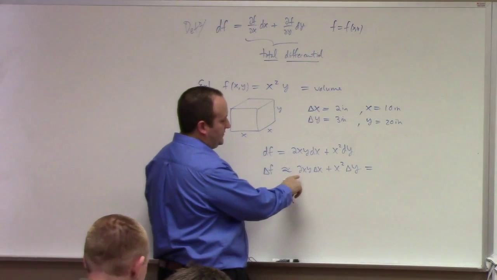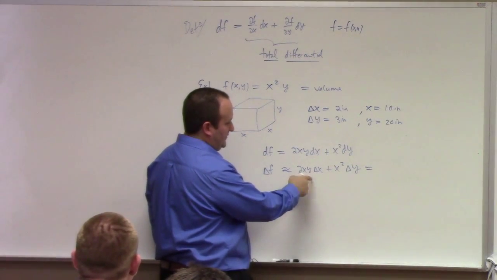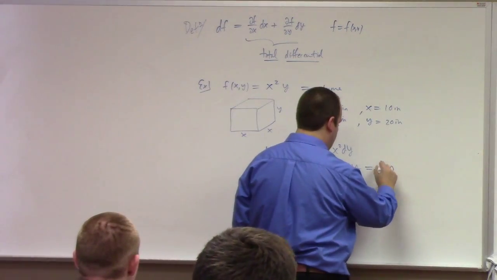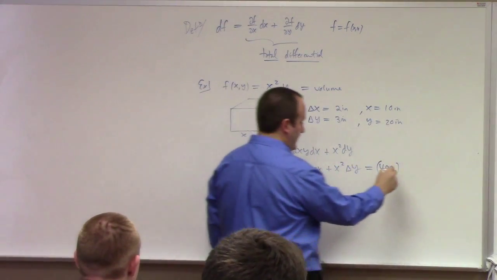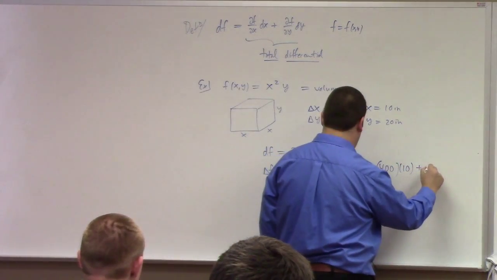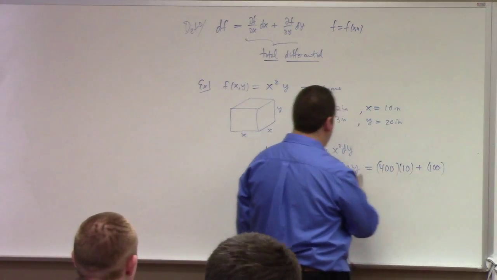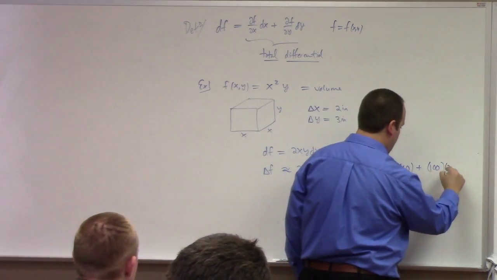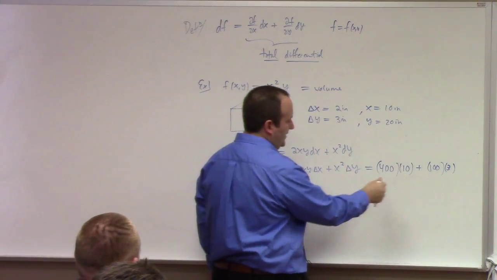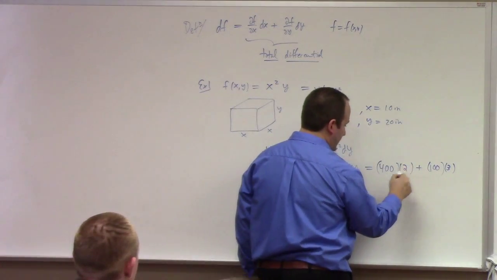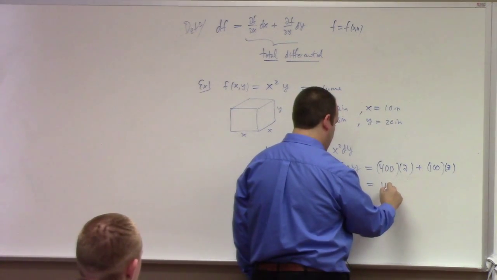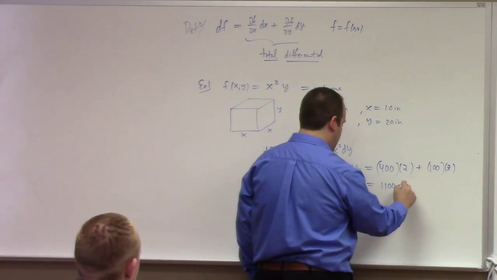So you got 2 times 10 times 20, which is what? So I got 400, and the change in x I said was 2, and then x squared is 100, and the change in y I said was 3. And then, so what's that? Looks like 1,100. 1,100 inches cubed.